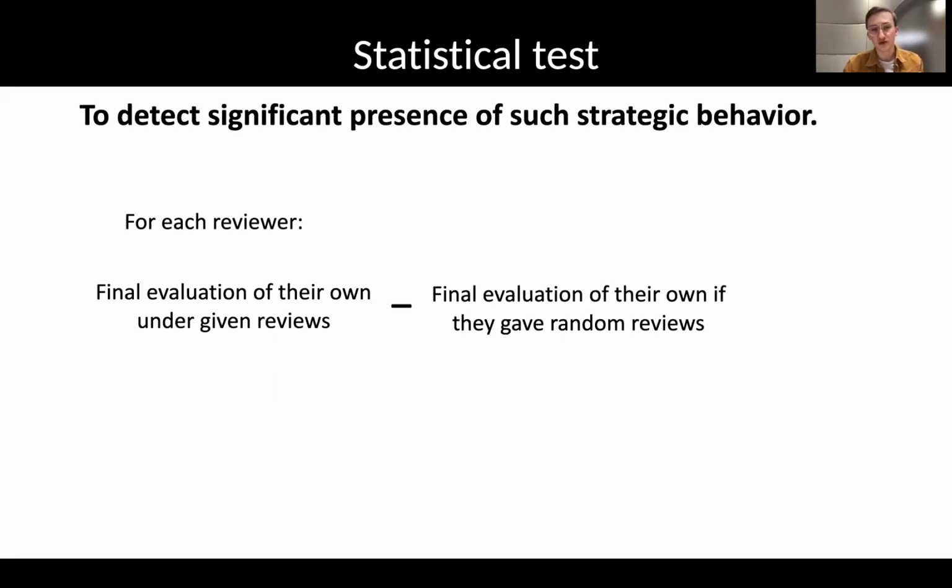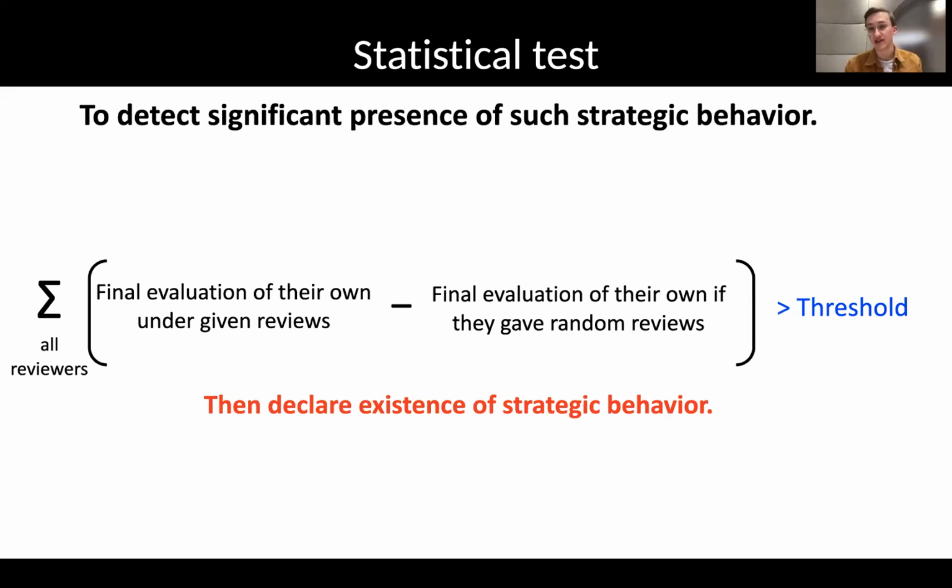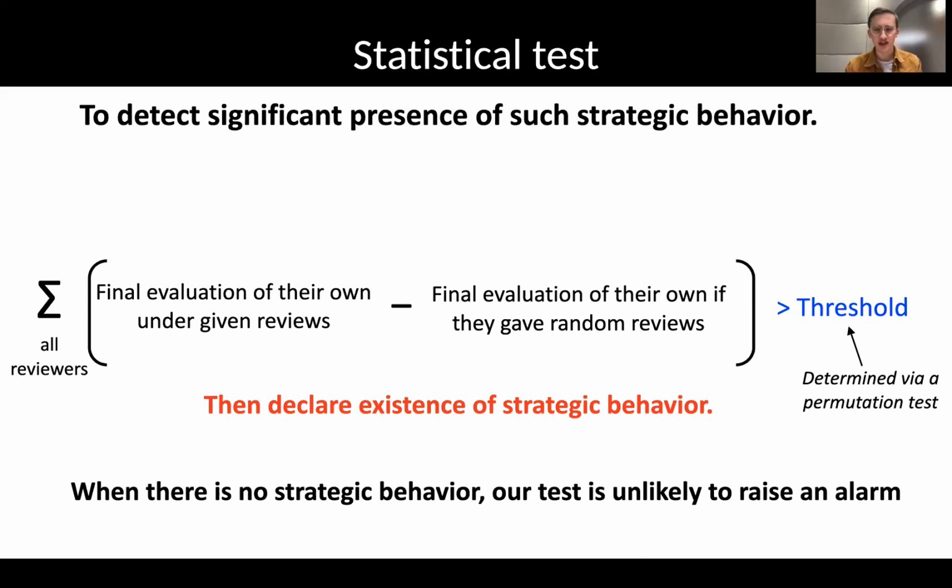Now for truthful reviewers, this quantity may sometimes be positive, sometimes negative, because they don't choose the ranking in any way. However, a strategic reviewer can always choose the rankings they output such that it helps them compared to the random ranking. So for the strategic reviewer, we can expect this quantity to be positive. For a non-strategic reviewer, this quantity may be positive or negative, but there is no bias. What the test does is sum these quantities across all reviewers and declare the presence of strategic behavior in the system if this quantity is larger than some threshold. This threshold is determined carefully via a permutation test.